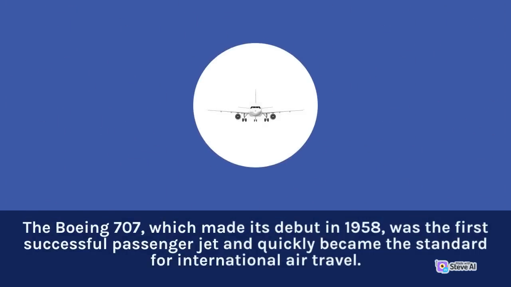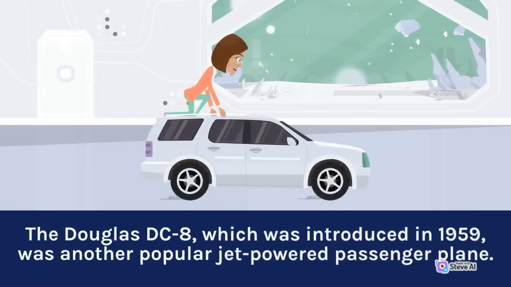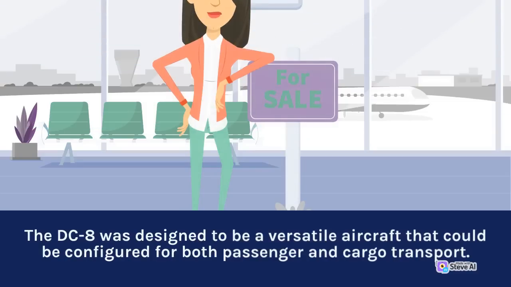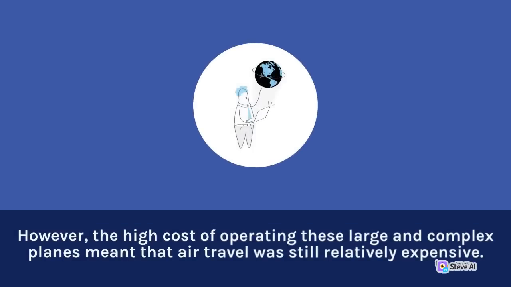The Boeing 707, which made its debut in 1958, was the first successful passenger jet and quickly became the standard for international air travel. The Douglas DC-8, which was introduced in 1959, was another popular jet-powered passenger plane. The DC-8 was designed to be a versatile aircraft that could be configured for both passenger and cargo transport. However, the high cost of operating these large and complex planes meant that air travel was still relatively expensive.